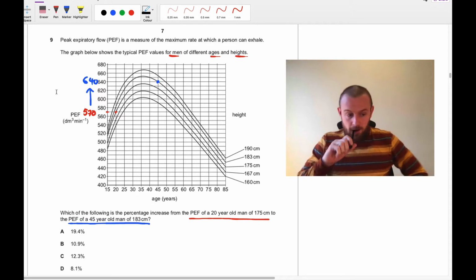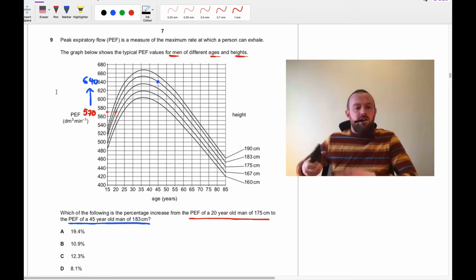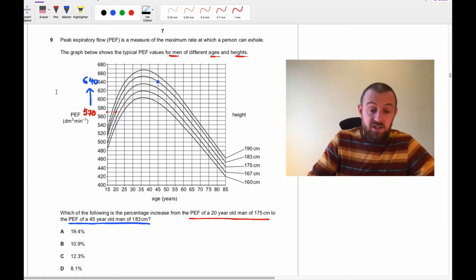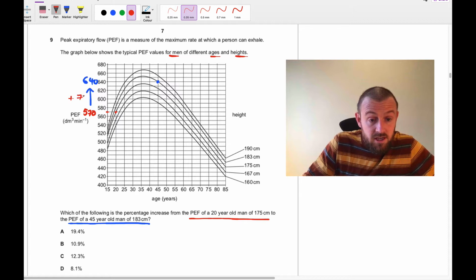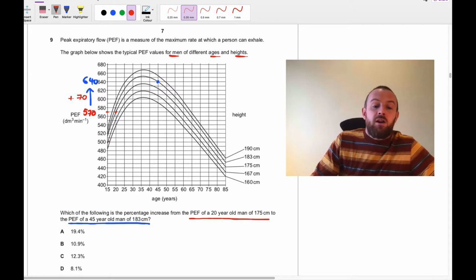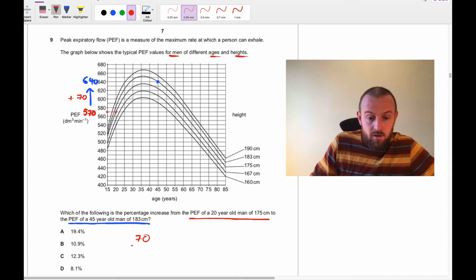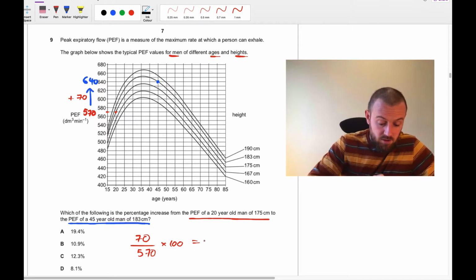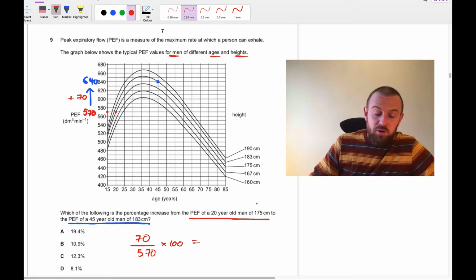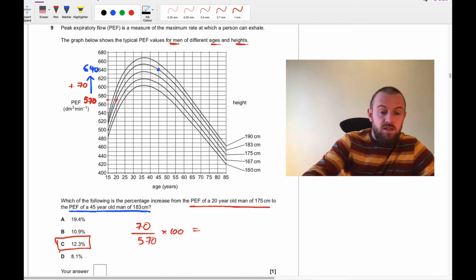So the change, I need my calculator. Can I do that? I can do it in my head. So that's 30 plus 40. So the change is 70. And remember, percentage change is the change divided by the starting value. So it's 70 divided by 570 times 100 to make it a percent. That should be 12.28, about 12.3%. So that is C, 12.3 is the answer. And that's what the exam board says.